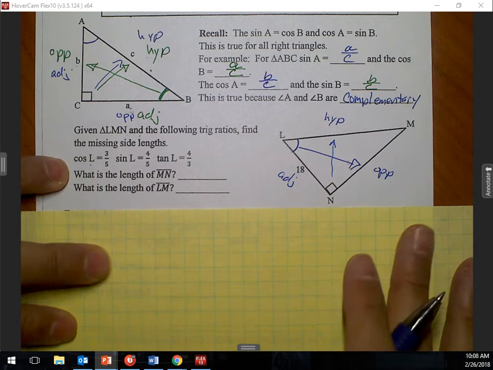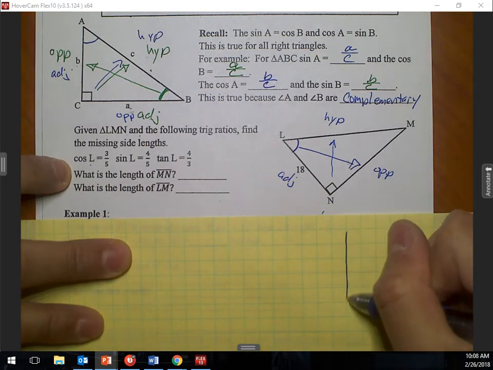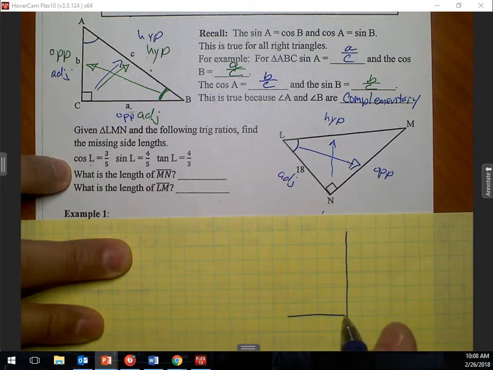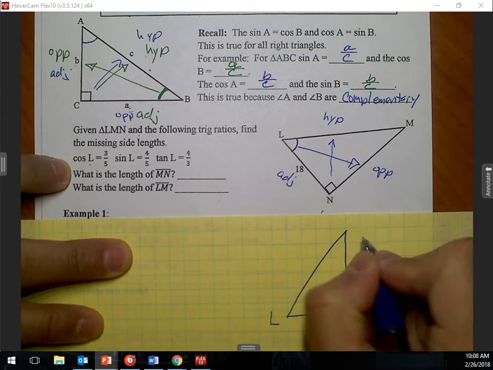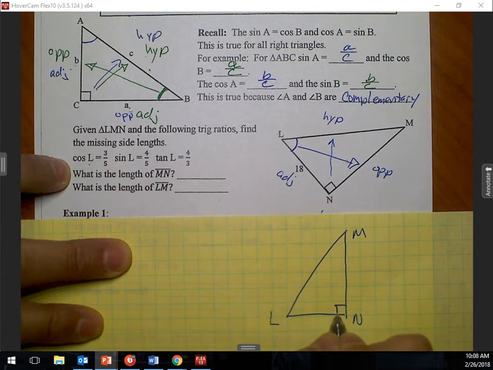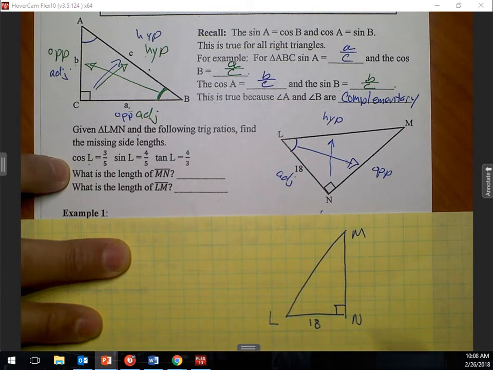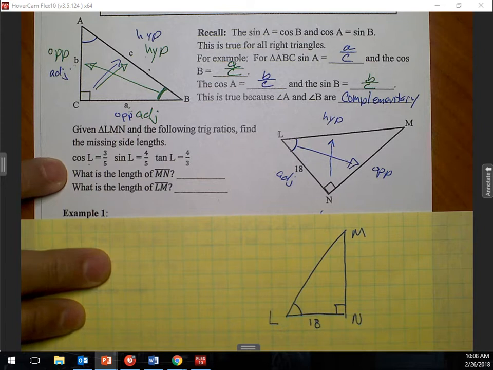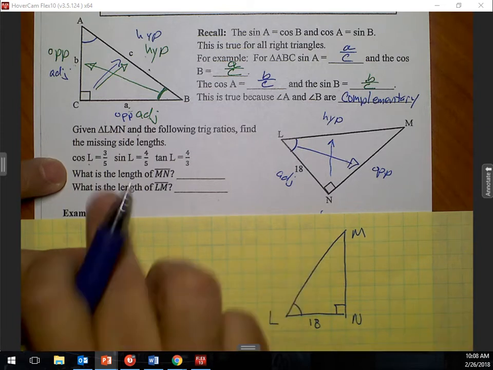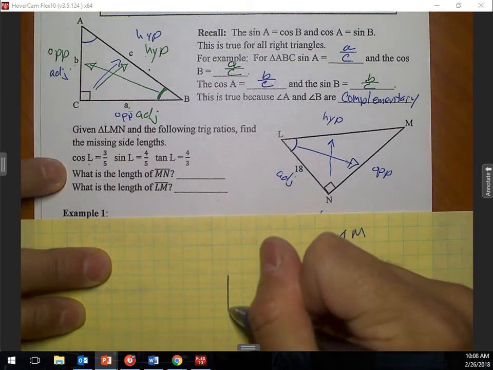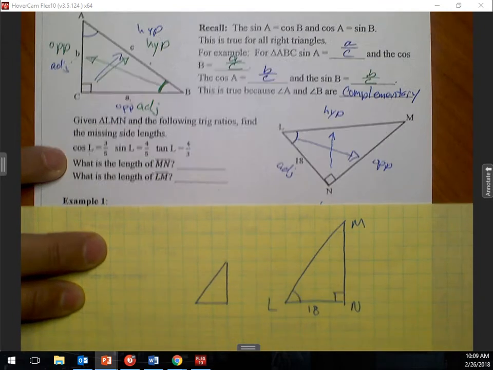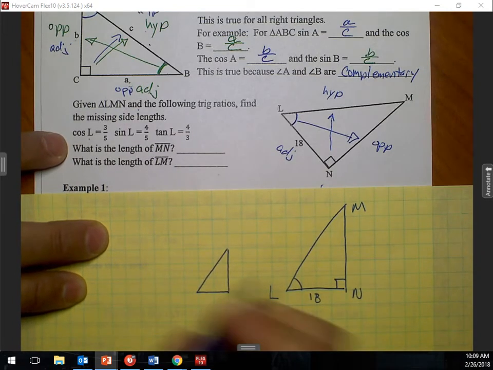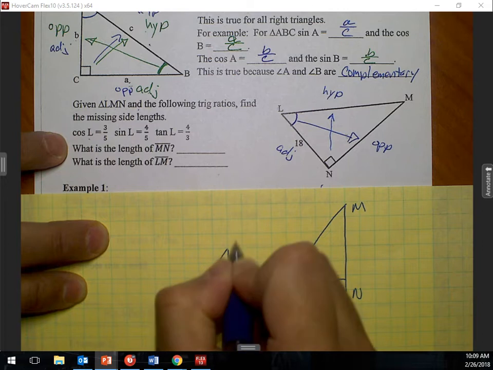I'm going to have this one, and this is actually one of the test questions, so I'm trying to emphasize this. Here's L, here's N, and here's M. That is my right angle, and I have 18 right here. Okay? L is my reference angle. Now, they're giving me some ratios, so it's a smaller triangle, but it has the same angles. This smaller triangle has the same angles. So this is L, this is N, and this is M.